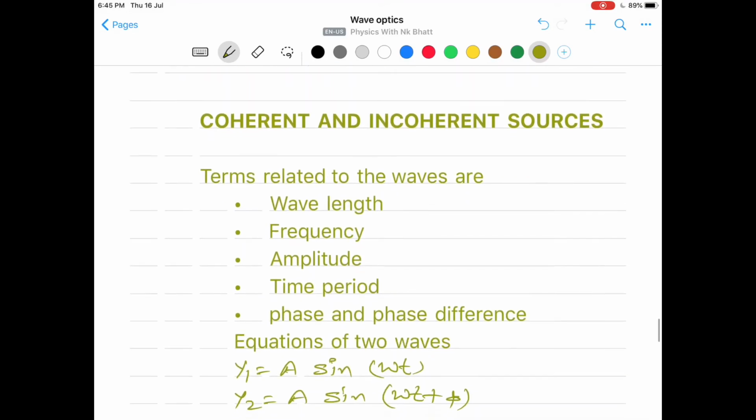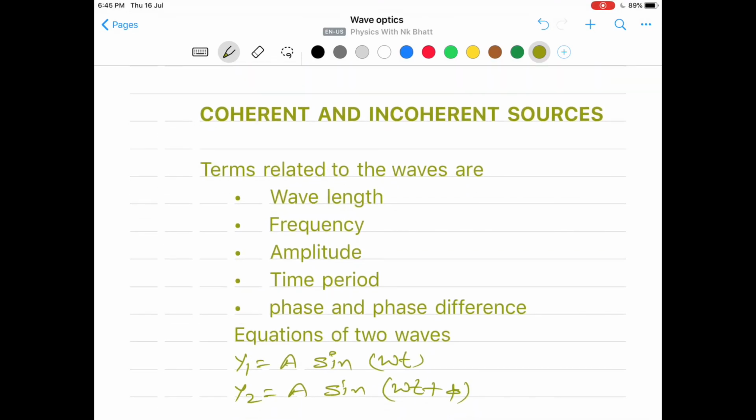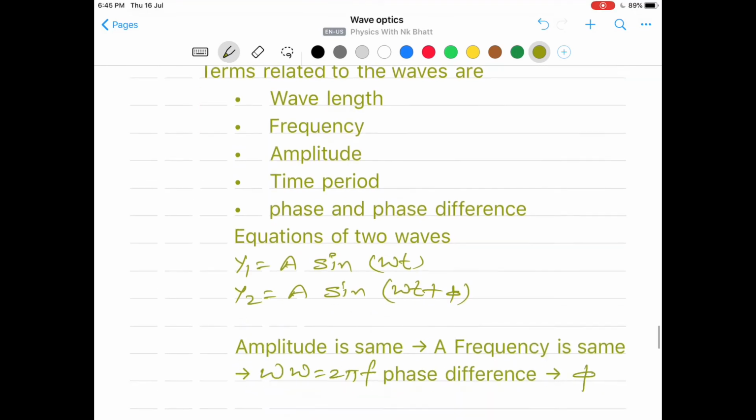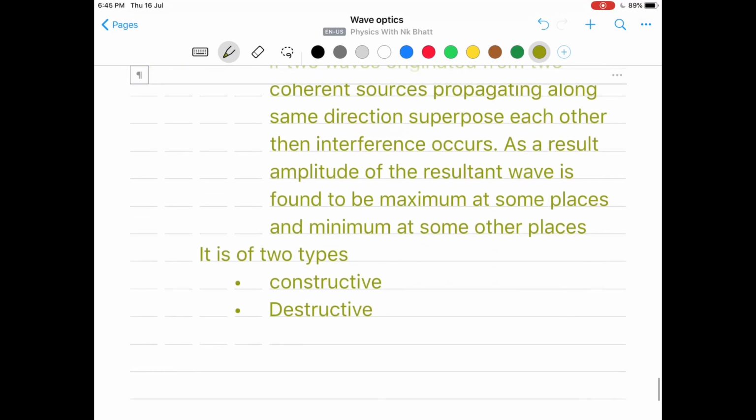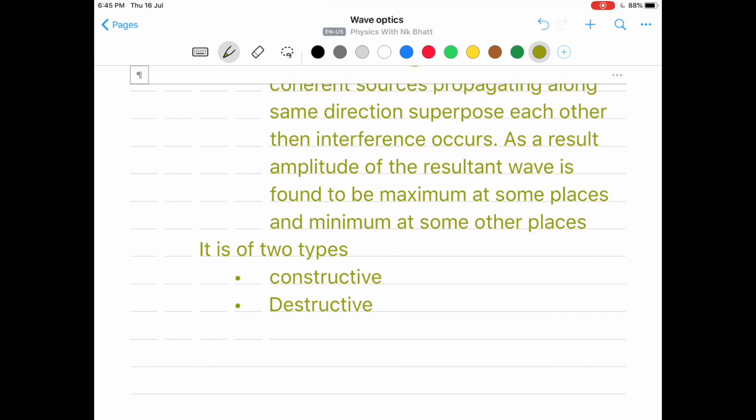I discussed the fundamental concepts, coherent and incoherent sources, with you. In the next video we will talk specifically about interference, how this interference occurs and what would be the equation of a resultant wave. So I hope you understood the concept of coherent and incoherent sources and interference of the waves also.